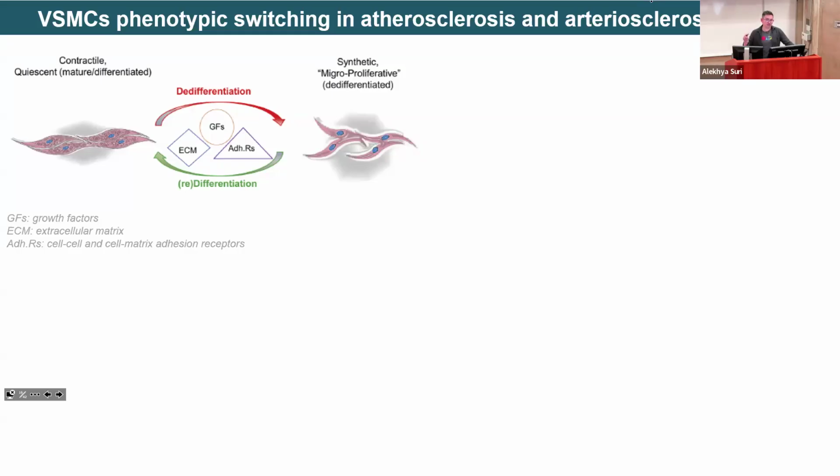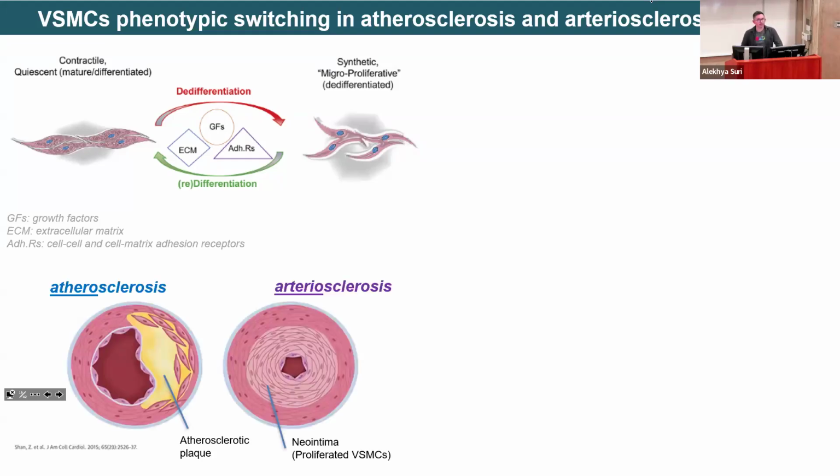Under some circumstances, though, some of these cells can actually de-differentiate into something that we call a microproliferative state, right? And the balance between these two states depends on the extracellular matrix, growth factors, and the ability of the cell to establish good connections with their neighbors, right? Via adhesion receptors. And that adhesion basically speaks to the ability of the cell to attach to its neighboring cells, but also to the extracellular matrix.